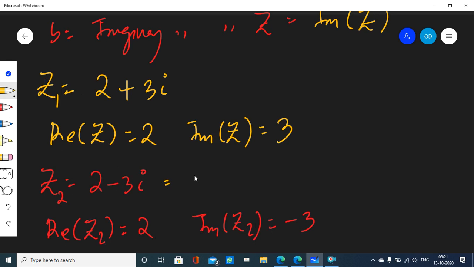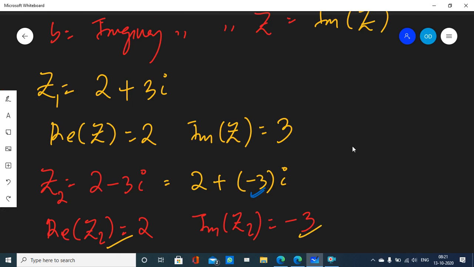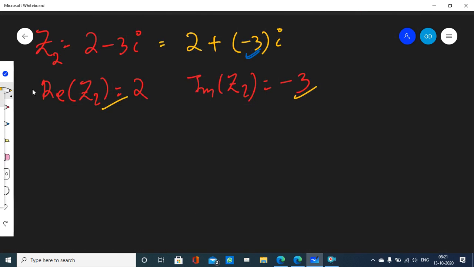You first bring it to standard form, then only you can clearly see which one is the imaginary part. Minus 3 is the imaginary part. Okay, so remember. So this is all. Then what else we discussed?